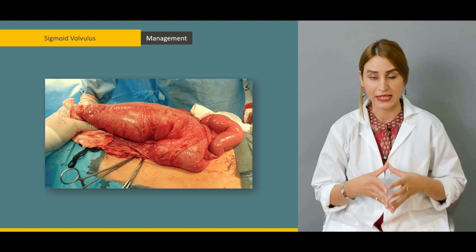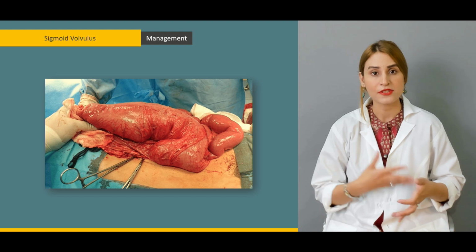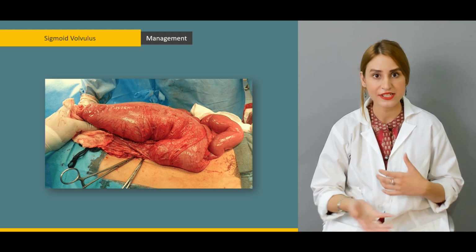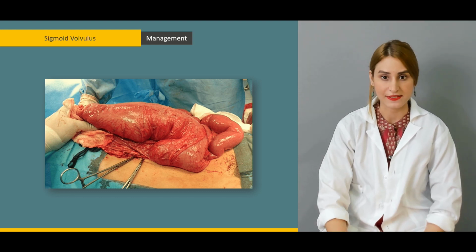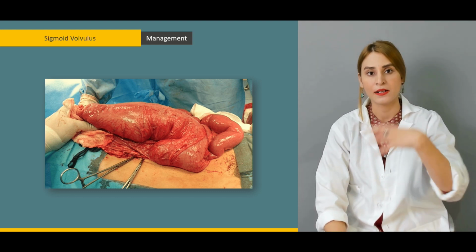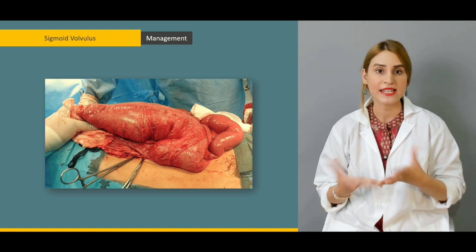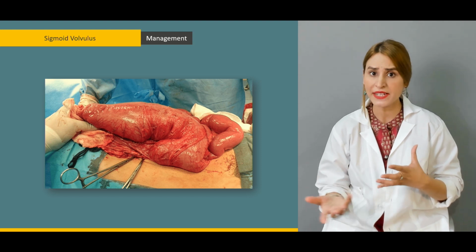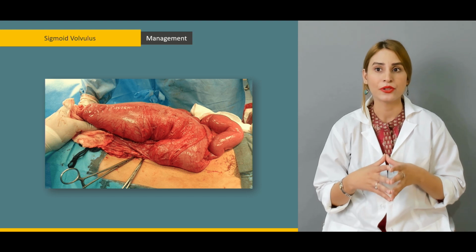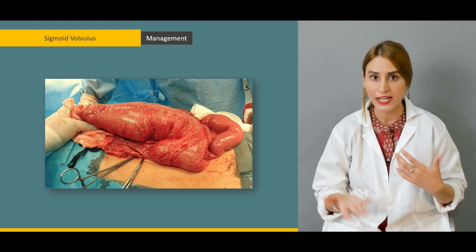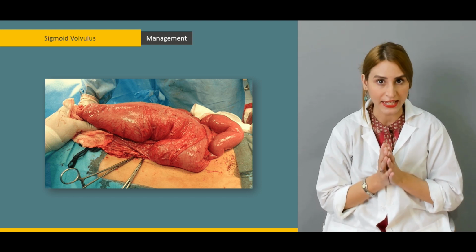In a viable segment, whenever the obstruction is relieved, there would be peristalsis. But in case of the non-viable, there would be no peristalsis. So you have to keep in mind that you don't resect the viable segment. You just relieve the obstruction and leave the viable segment as it is, and you give 4 to 5 days for the gut to return to its normal activity.